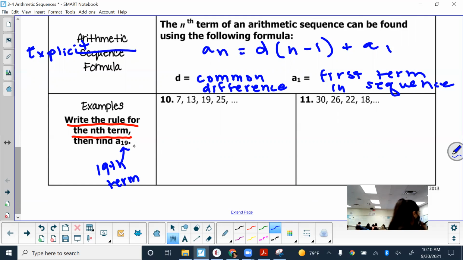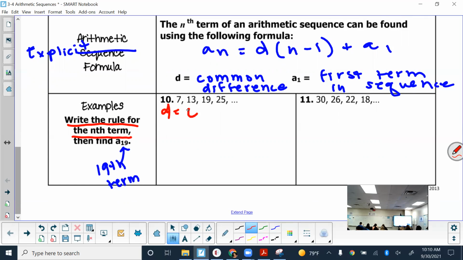All right, so then let's write the rule first. So that's what I'll do in red for number 10. Two things I need to plug into the formula are common difference. So what's my common difference in this one?